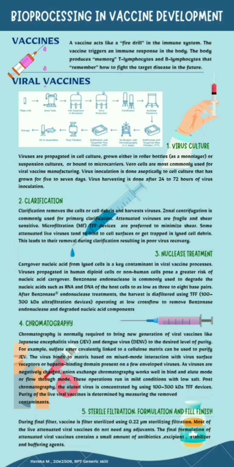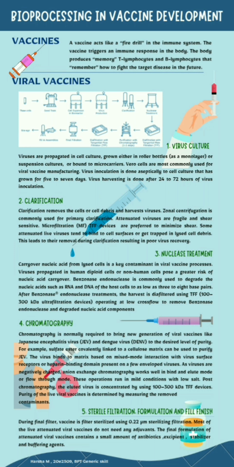Next step is clarification. Clarification removes the cells or cell debris and harvests viruses. Zonal centrifugation is commonly used for primary clarification. It is basically a centrifugation technique employed to effectively separate particles of different sizes. Some manufacturers also use tangential flow filtration under low shear conditions or normal flow filtration, in most cases depth filtration, for clarification of viral vaccines. Some attenuated live viruses sometimes tend to bind to cell surfaces or get trapped in lysed cell debris. This leads to their removal during clarification, which also results in poor virus recovery.